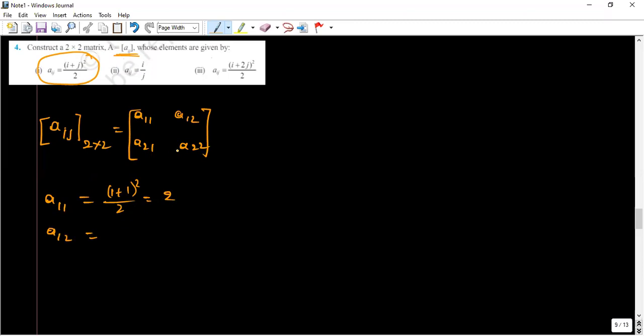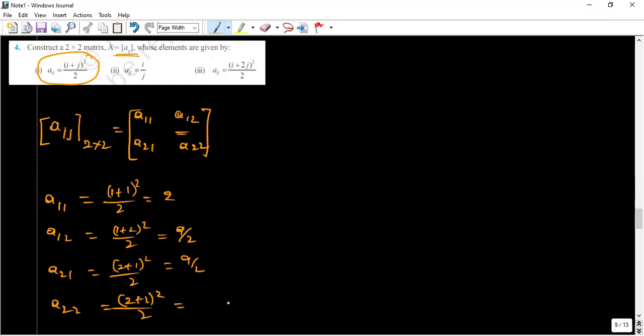A12, I am finding this element. (1 plus 2) whole square by 2. 3 square by 2. 3 square is 9, 9 by 2. Right, 9 by 2 as it is. A21 you find out. Again, we will get (2 plus 1) whole square by 2. We will get again 9 by 2. Find out A22, which is (2 plus 2) whole square by 2, which is nothing but 4 square, 16 by 2 means 8.